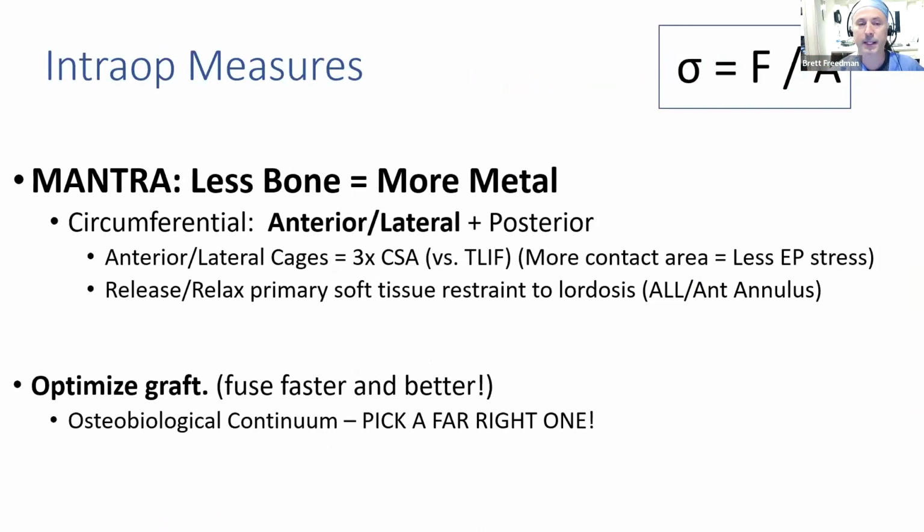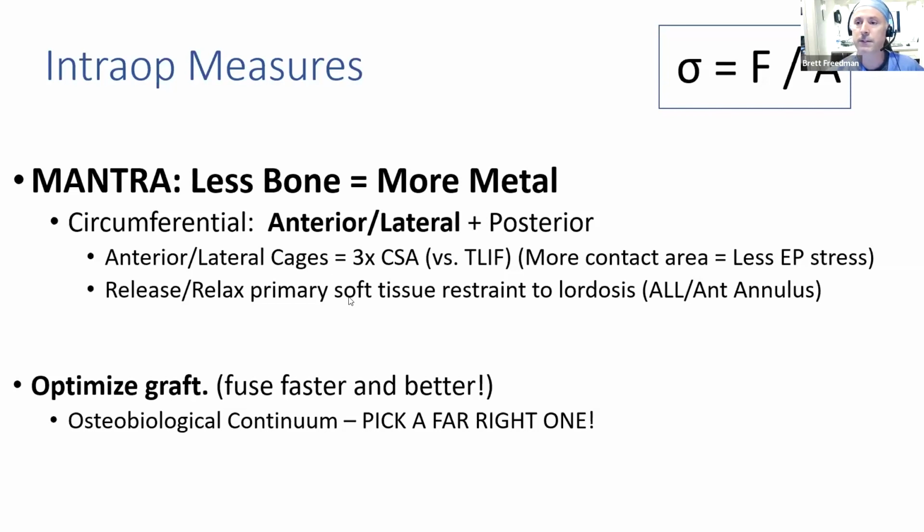Intraoperatively, above and beyond the medications you do before and the whole BHO process we talked about, less bone, more metal. So circumferential, anterior lateral versus all posterior. Why? Because the surface area of anterior lateral cages is about 3 times that of an inner body that you place from the back. More contact area equals less stress. It's not a fraternity at the top there. That's the equation for stress equals force divided by area of contact.